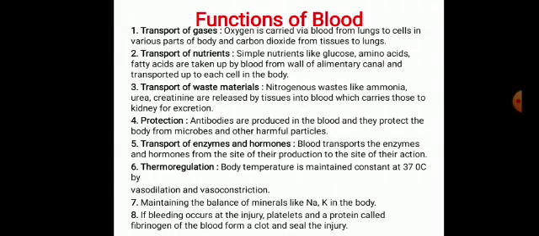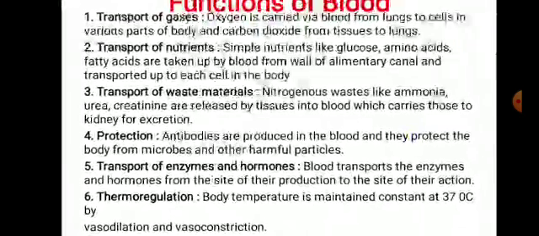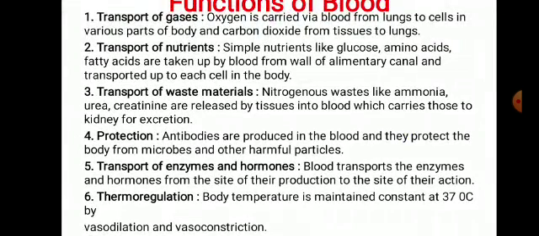Let us know about functions of blood. Number 1, transport of gases. Oxygen is carried via blood from lungs to cell in various parts of body and carbon dioxide from tissues to lungs. Transport of nutrients. Simple nutrients like glucose, amino acid, fatty acids are taken up by blood from walls of alimentary canal and transported up to each cell in the body.